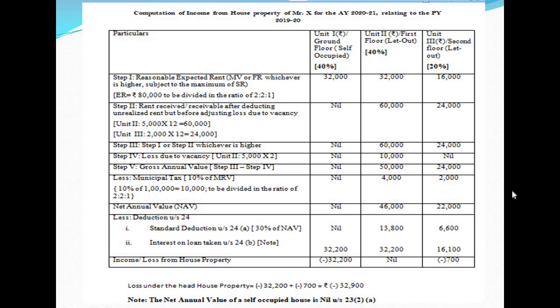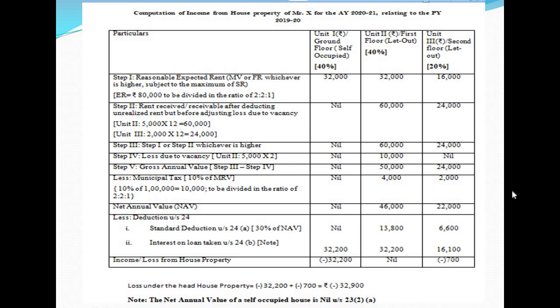Then under step 2, you have to find out the rent received or receivable after deducting the unrealized rent but before adjusting loss due to vacancy. In this case, we don't have any unrealized rent, so we'll have to find out the rent received or receivable. For the first house, it is self-occupied, so the rent received will be nil. Then for the second unit, the rent per month is 5,000, so per annum will come to 60,000. And for the third unit, the rent per month is 2,000, so per annum will come to 24,000.